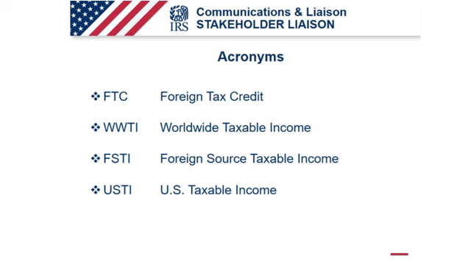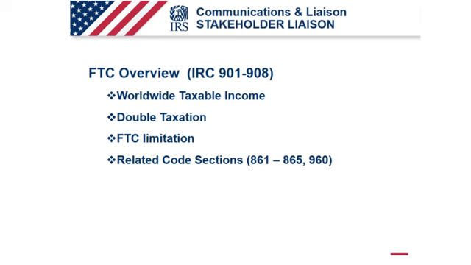Now, most of you are aware the IRS loves acronyms, so today's topic is no exception, but we've kept it short and sweet here. The first, FTC, is Foreign Tax Credit. The other acronyms include Worldwide Taxable Income, WWTI, Foreign Source Taxable Income, FSTI, and U.S. Taxable Income, USTI.